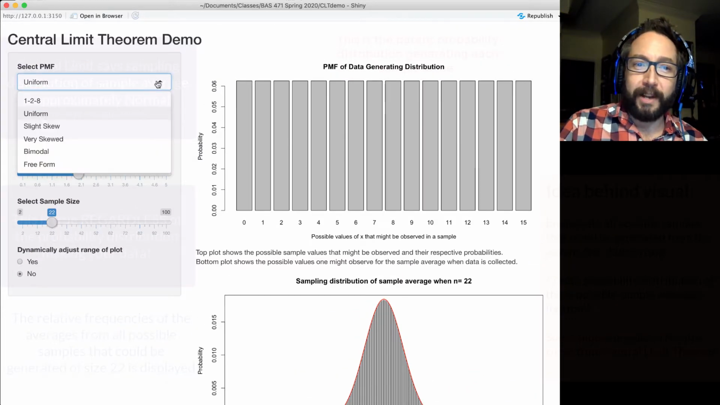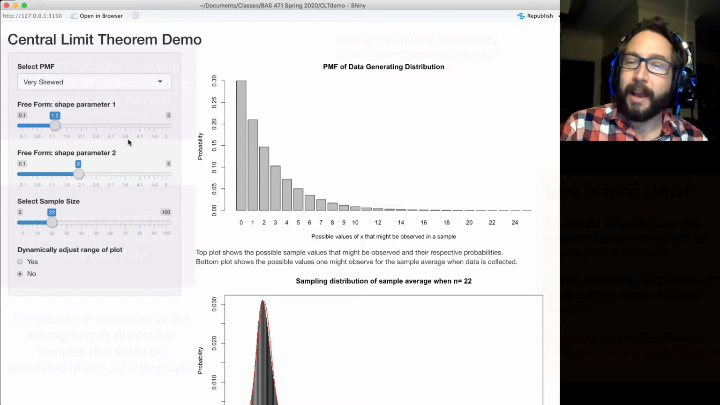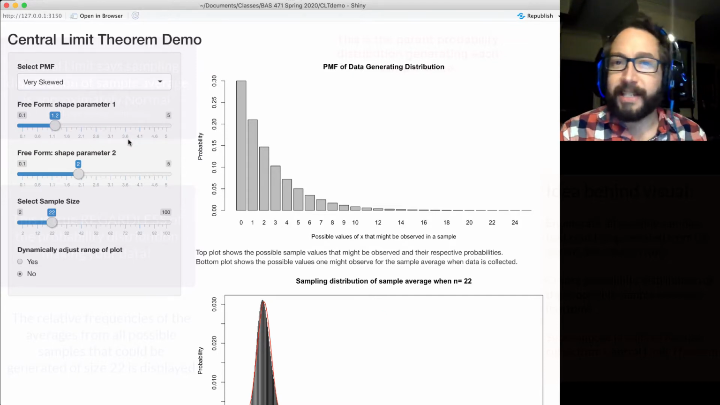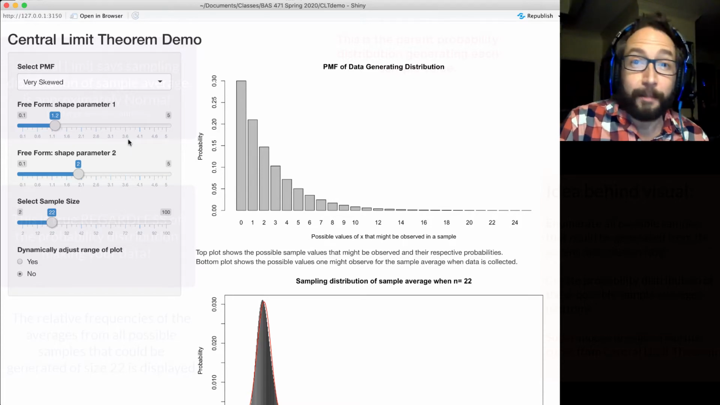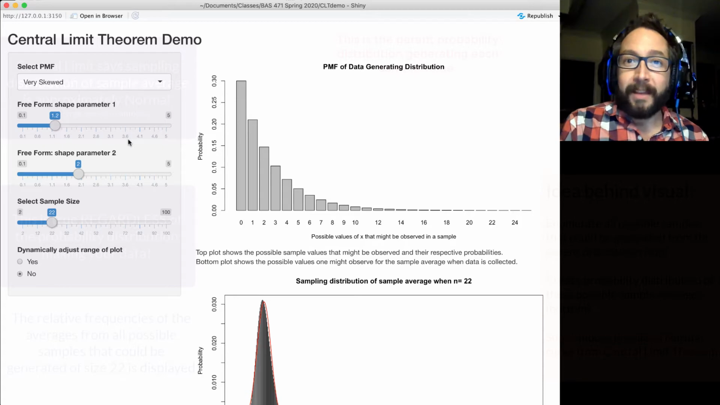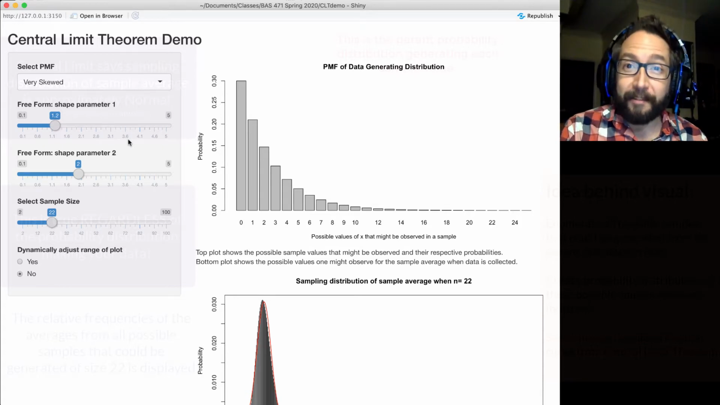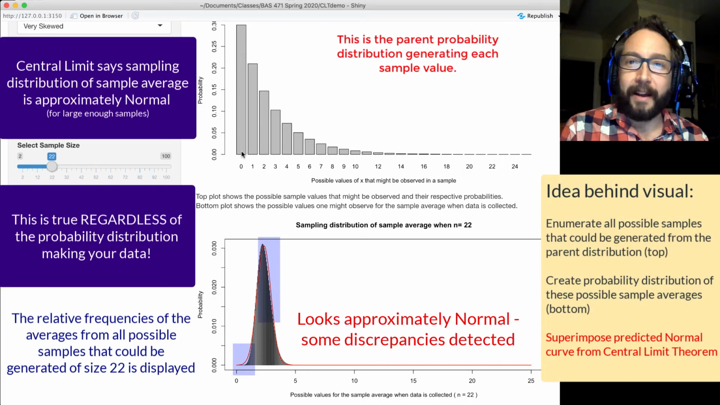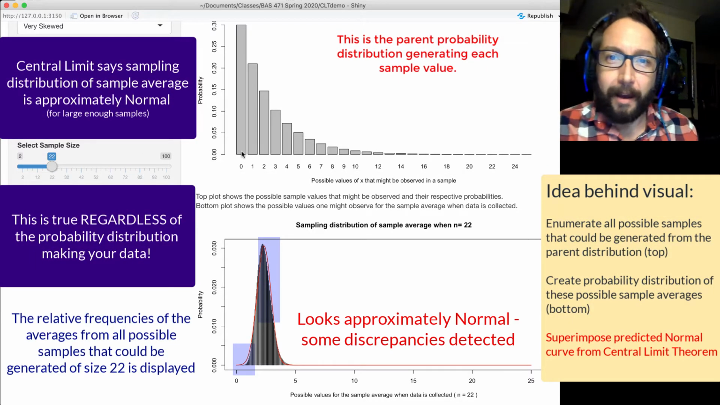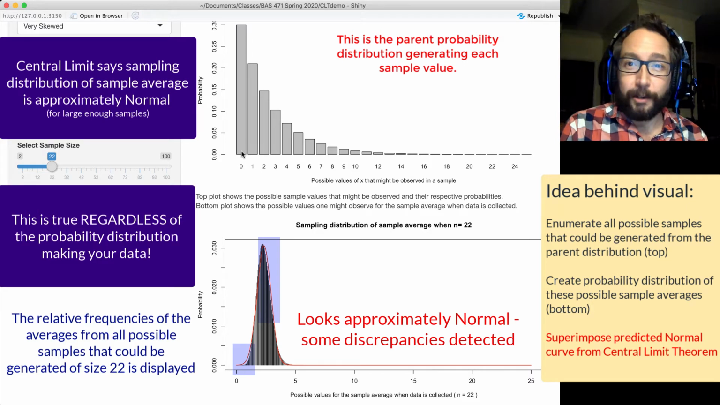Change that up one more time, maybe a very skewed distribution, peaking at 0, then slowly decaying off at larger values. For this very skewed distribution, the central limit theorem says that as long as I'm looking at a large enough sample, then the distribution of the possible sample averages is going to look approximately normal. Scanning down, I find that the sample average of size 22, if I look at the possible values of those, kind of looks like a normal distribution. There's a bit of a mismatch.